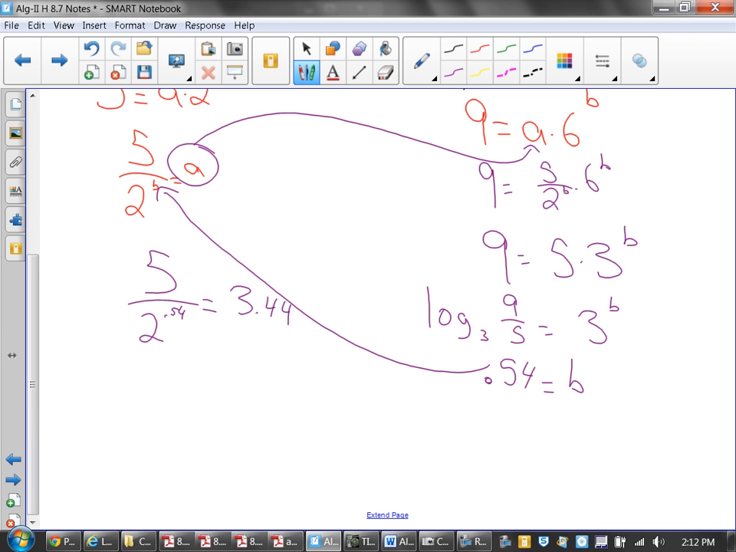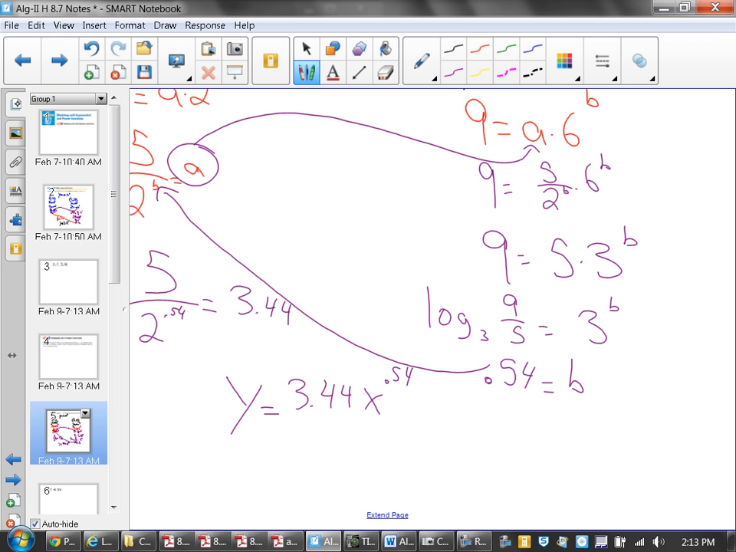So now you know what a is, and you know what b is. Put them back together, you're going to get y equals 3.44x to the 0.54. Again, not horribly scary, I'm assuming. The power ones tend to be a little bit messier just because you have to deal with the logarithm. The other ones are going to be very straightforward.